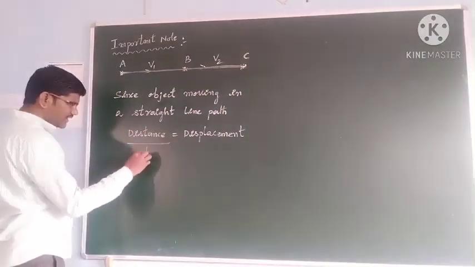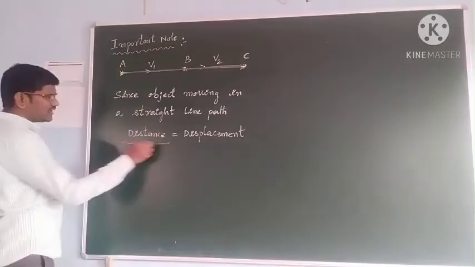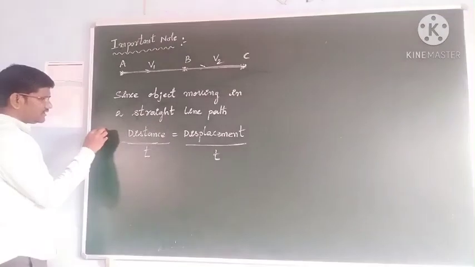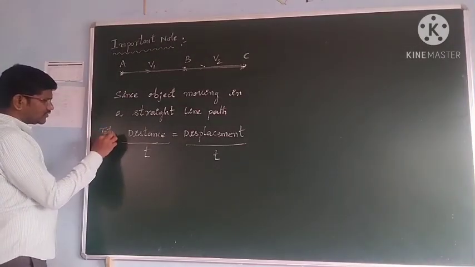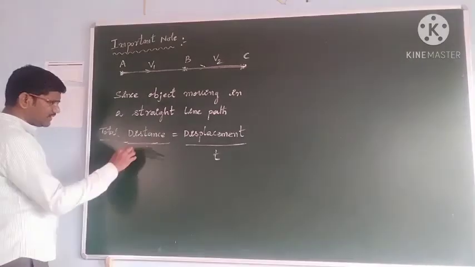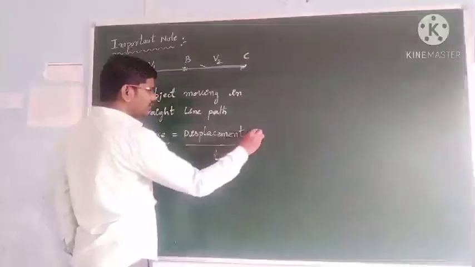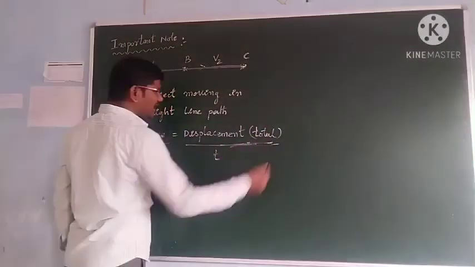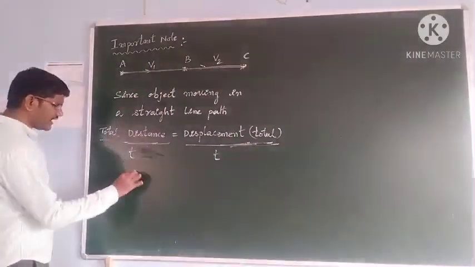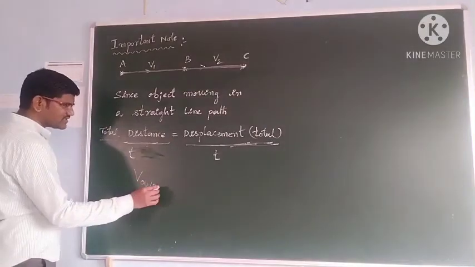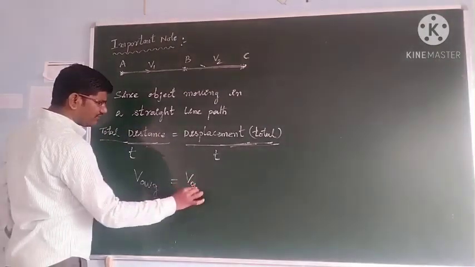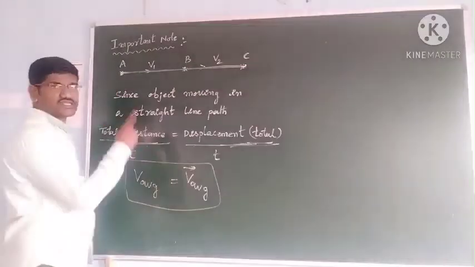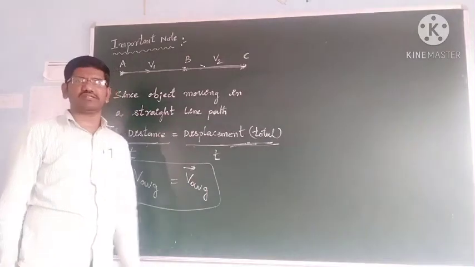So if you write the total distance by time, and the total displacement by time taken, this is called average speed, and this is called average velocity. So they both will be equal. It means in a straight line motion, average speed and average velocity are the same.